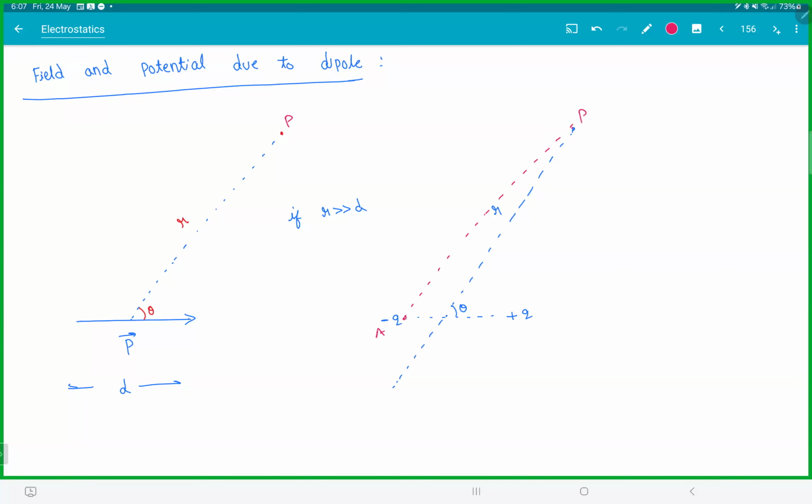So this is what we do. From here, we drop the perpendicular. Again, since it is so small, this distance will be d by 2. This also will be theta. This distance will be d by 2 cos theta. So we drop a perpendicular and we call this point A dash. So we will say AP is almost equal to A dash P, which is equal to r minus d by 2 cos theta. You getting the logic?